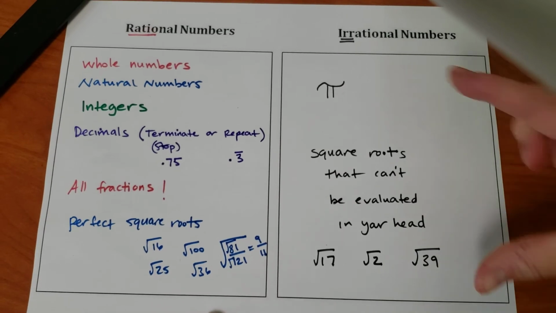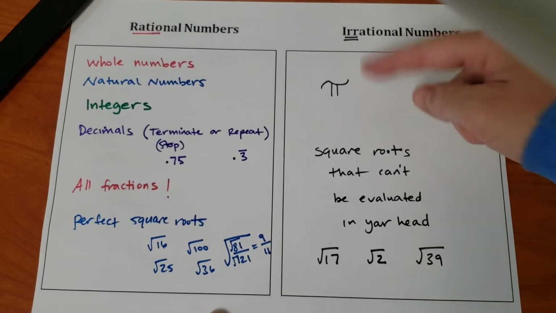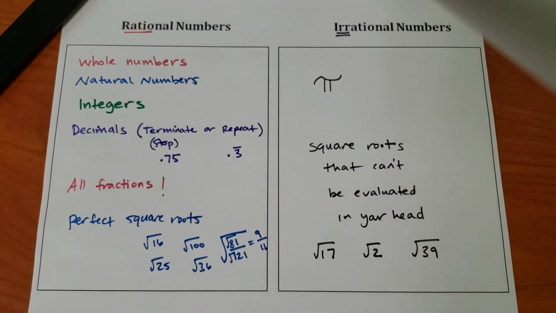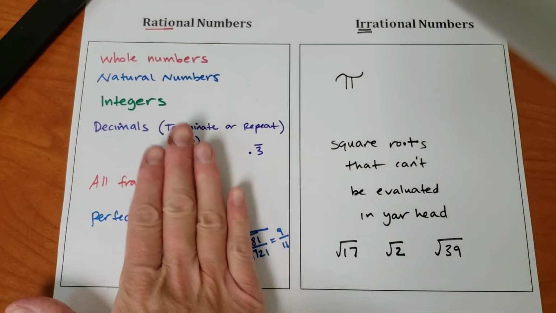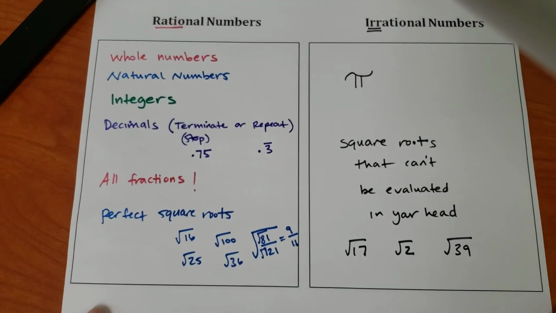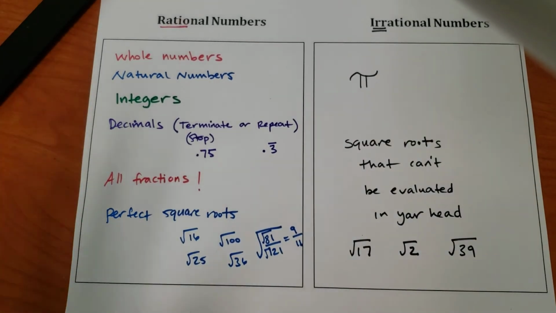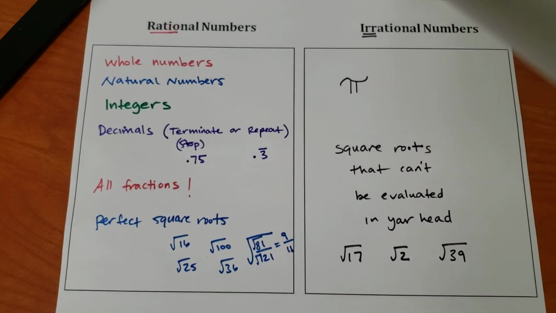That's it, you guys. That's it. Just these kinds of numbers. Pi and square roots that you don't know the exact answer to. That's the only thing that's irrational. Everything else goes over here in this category. Okay, so that makes it pretty easy if you think of it that way. This is it, just these two things, okay?